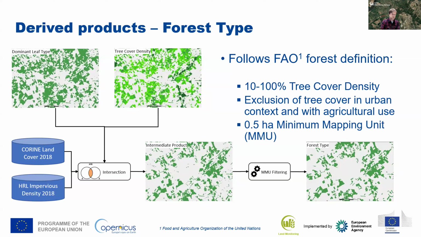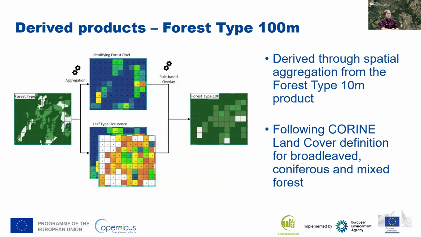And then the result is the forest type product in 10-meter resolution. Based on this 10-meter forest type product, there's then also a forest type 100-meter product available, which is derived through spatial aggregation from the 10-meter product. And this aggregation is basically done in two branches.